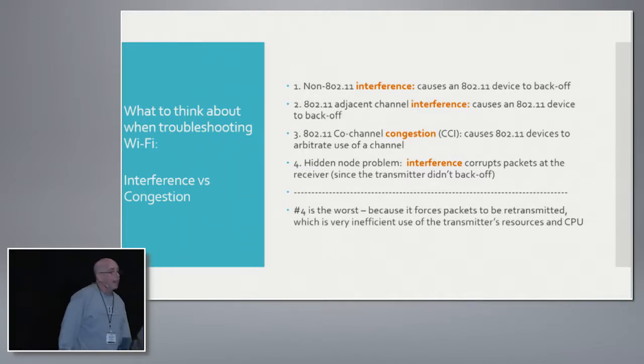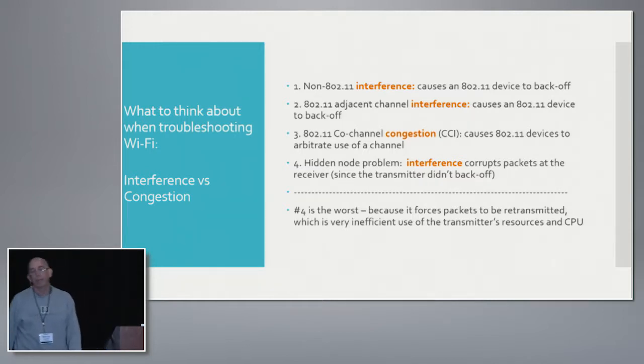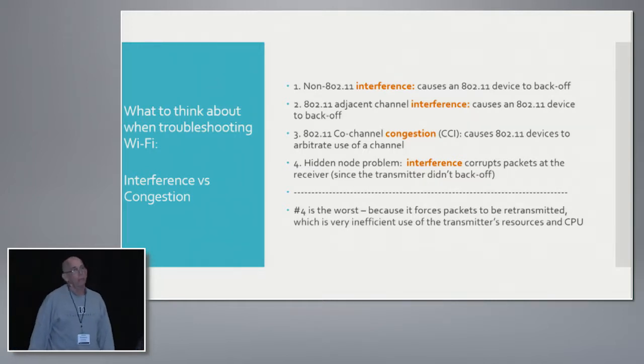So of these 4 types, probably the worst type is number 4, because when packets are corrupted, it means the transmitter has to resend them. And the last thing that the transmitter wants to do is to retransmit a packet because it consumes CPU time and also resources.